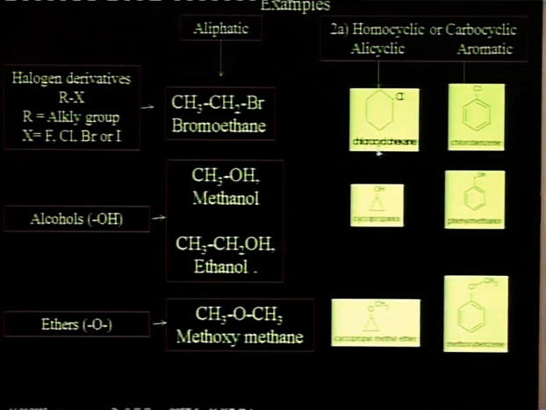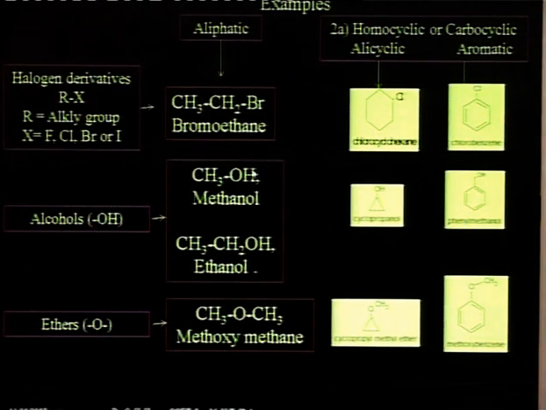Chlorocyclohexane, and this is chlorobenzene. The chlorine atom is not part of the aromatic ring, it is side attached to the sp2 hybridized carbon atom here, whereas here it is sp3 hybridized carbon atoms. So, then we can have chloro, fluoro, etc. We have taken bromo here, chloro here and some compounds. So, most commonly available compounds I am writing as examples.